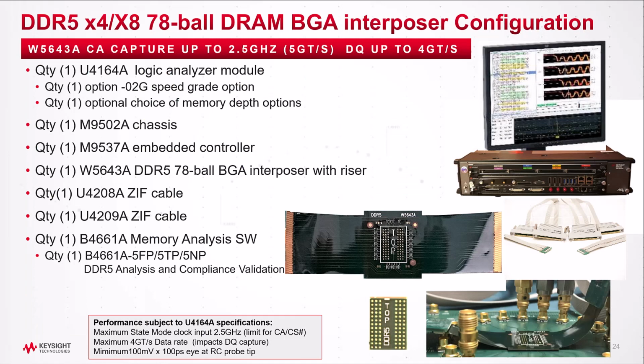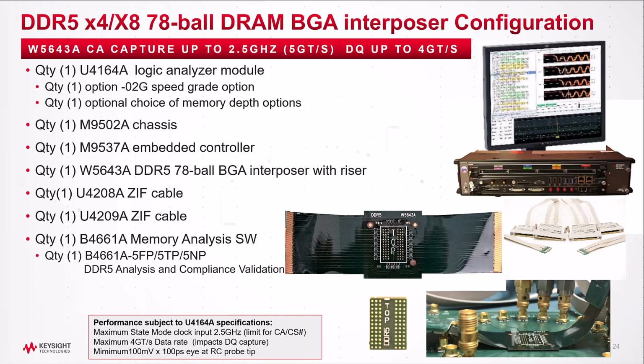The DDR5 by 4x8 78 ball interposer is shown on this slide. What we have shown is the W5643A with command address capture up to 2.5 gigahertz for 5 gigatransfers per second, and the DQ up to 4 gigatransfers per second. That restriction is the specification of the Logic Analyzer's highest data rate.